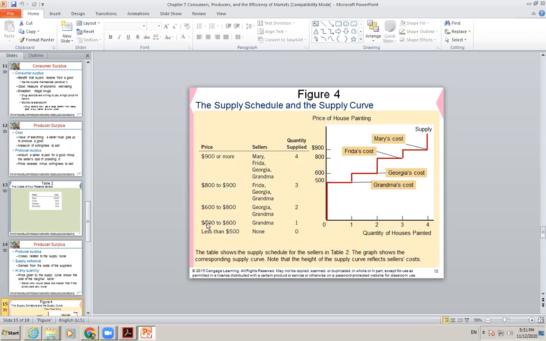If the price rises from 500 to 600, grandma will be willing to sell one. But Georgia and grandma will both enter the market if the price jumps to 800. If it jumps to 900, Frida and Georgia and grandma, and from 900 above, all of them will be in the market because the higher the price they sell at, the better off they are. This is the rationale behind producer surplus.